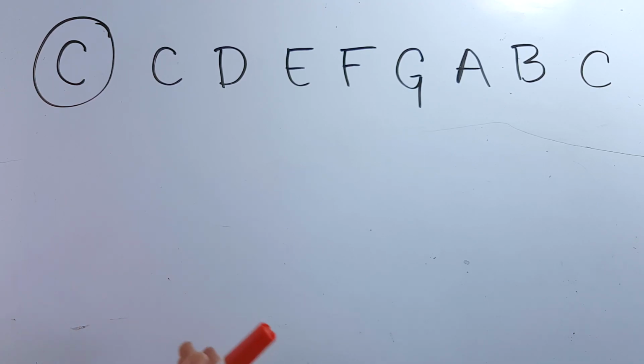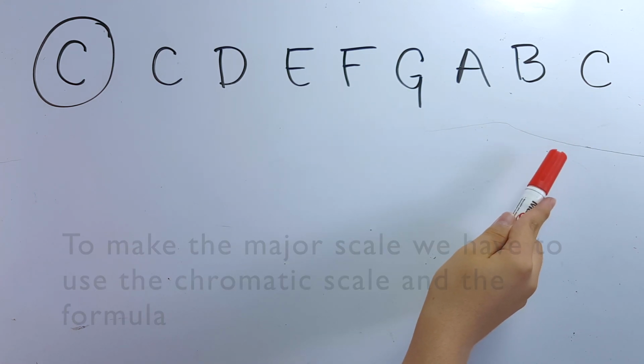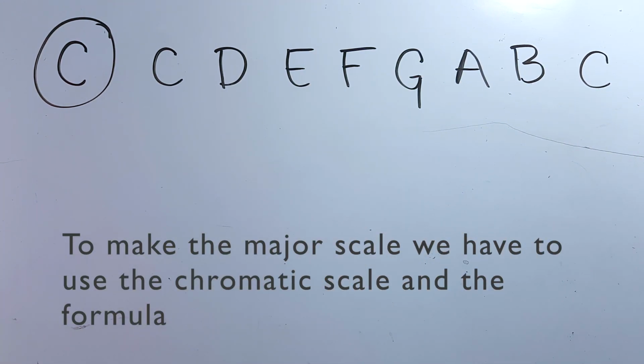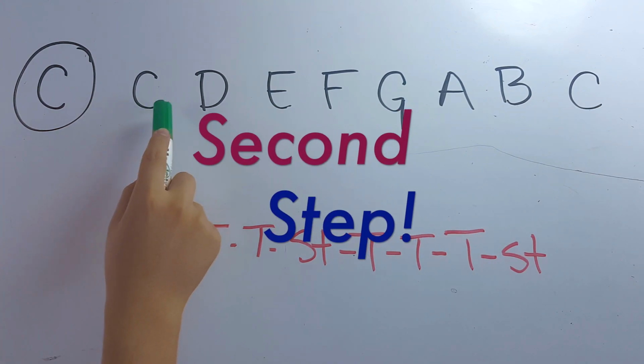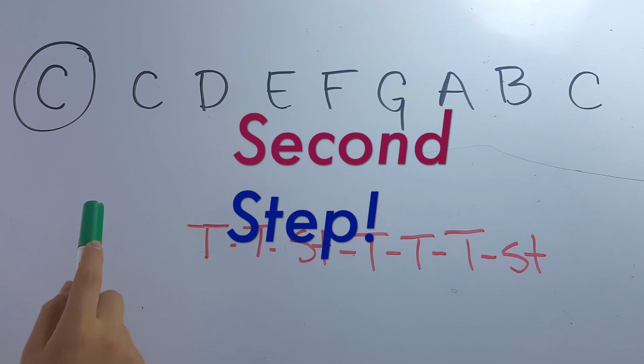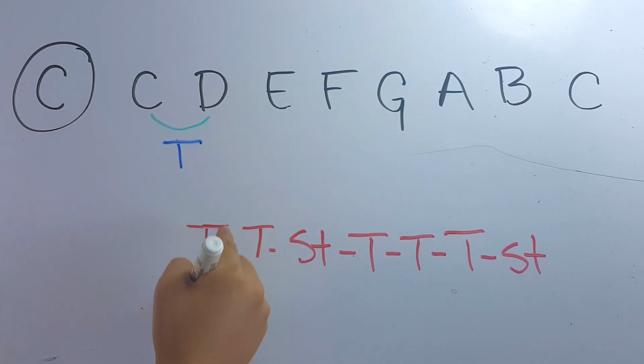First, you have to write the music alphabet. So, with the note you start, you have to end with that note too. An example, if you start with C, you have to end with C. So, from C to D in the chromatic scale, there's a tone, and the formula wants us a tone. So, let's write it.